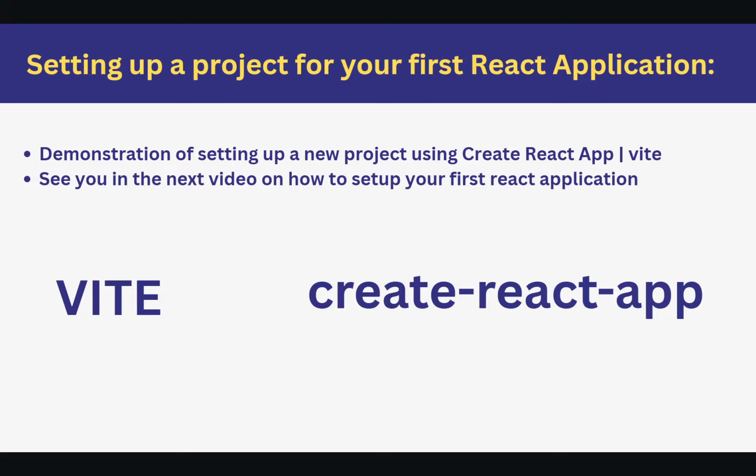As I was mentioning, there are two ways to set up a React project. One is Create React App, the other one is Vite. Now I'm going to show how to set up a project for your first React application in the next video.